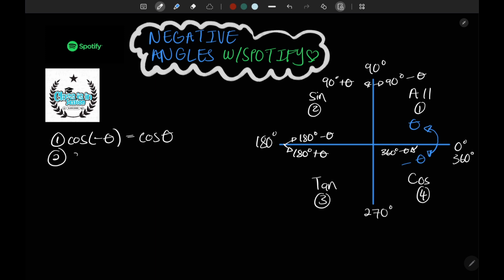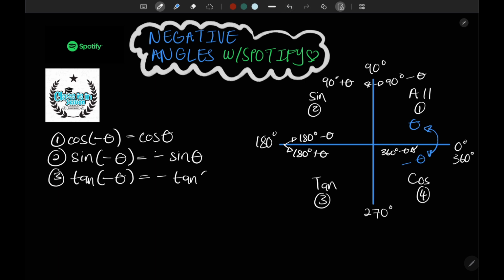Now let's do the second example. Let's do sine negative theta. Okay, negative theta, let's look for it on our case diagram. There's negative theta. It's in the 4th quadrant where sine is negative. So your answer should be negative sine theta. Let's do the last example, tan negative theta. Negative theta, let's look for it on our case diagram. There's negative theta. It's in the 4th quadrant where tan is negative. So your answer should be negative tan theta.